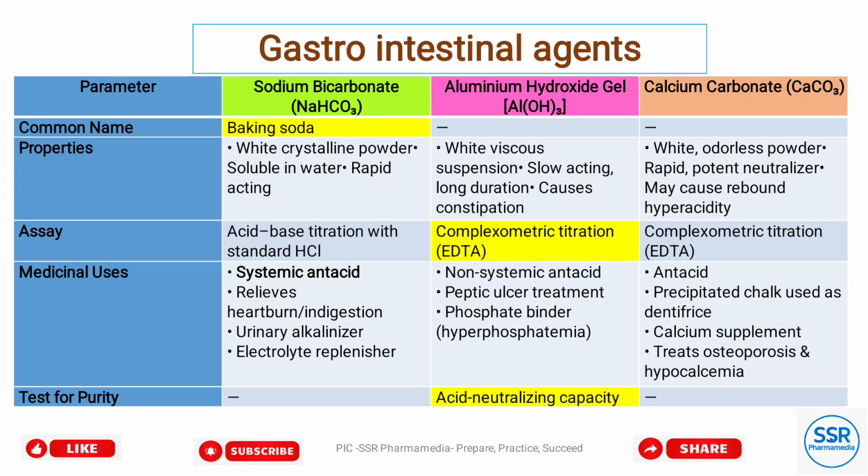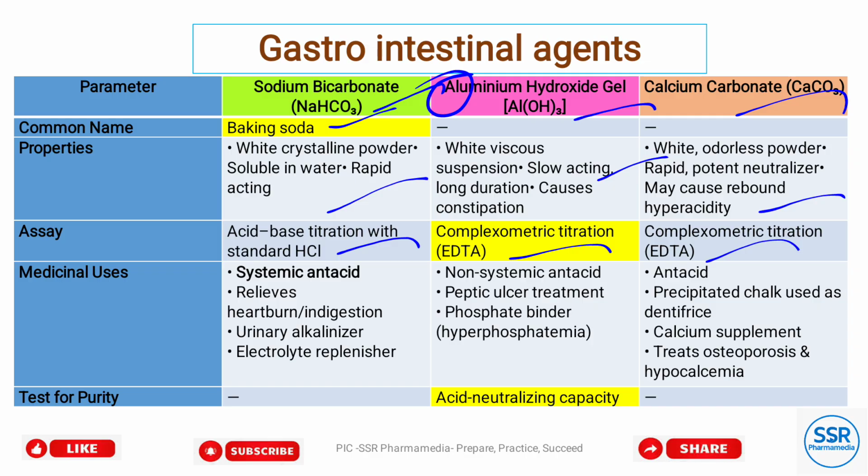Next we'll see the antacid parameters: sodium bicarbonate, aluminum hydroxide gel, and calcium carbonate. Baking soda is the synonym, and the properties you can read. For assay, sodium bicarbonate is assayed by acid-base titration, and aluminum hydroxide gel is assayed by complexometry because aluminum metal ions are there. Calcium carbonate is also assayed by complexometry because calcium metal ions are there.